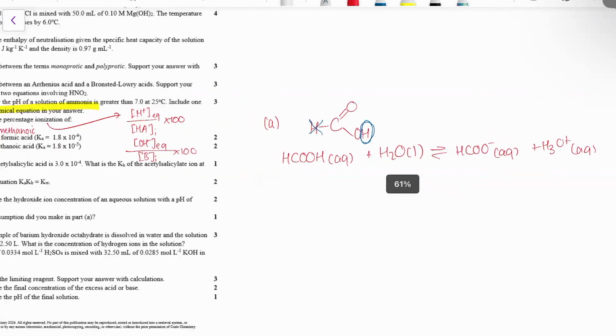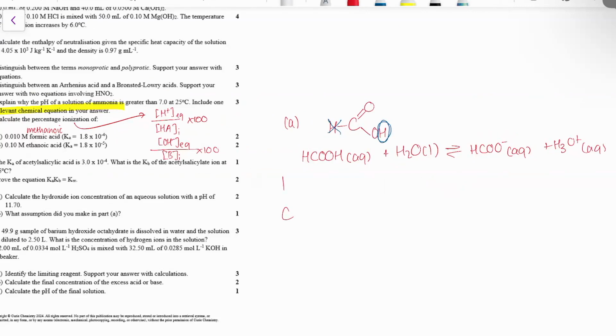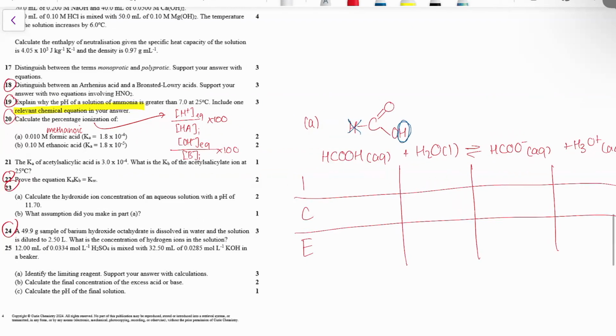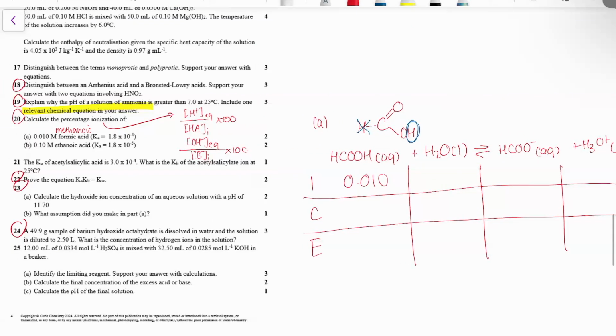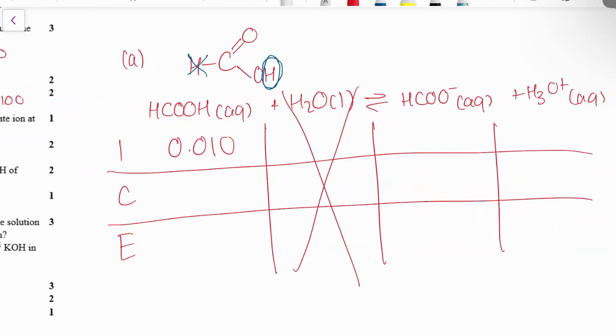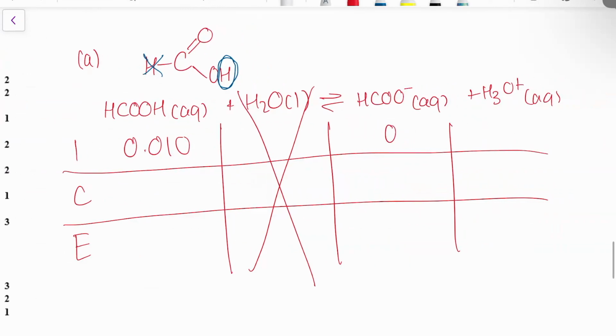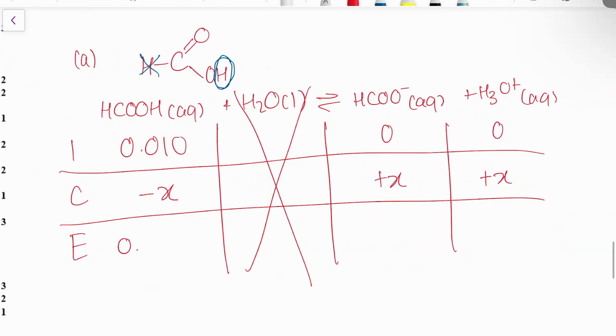Okay, so we need to set up an ICE table. The initial concentration of the acid they've given me, 0.010. The water I don't have to worry about because it's a pure liquid. And I don't get told about any of the products initially, which means I assume it's 0. If it's 0 at the start, according to Le Chatelier's principle, I will be shifting to the right. So plus x, and therefore for the left, it's going to be minus x. So this is 0.010 minus x, this is x, and this is x.